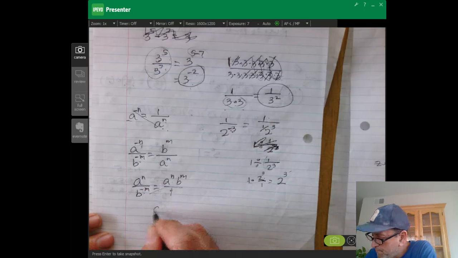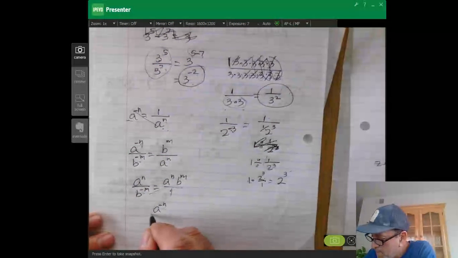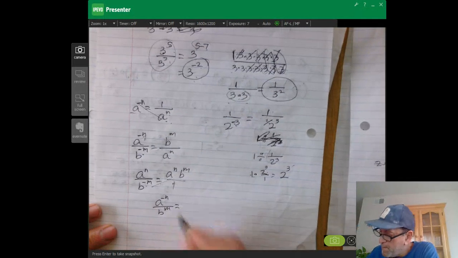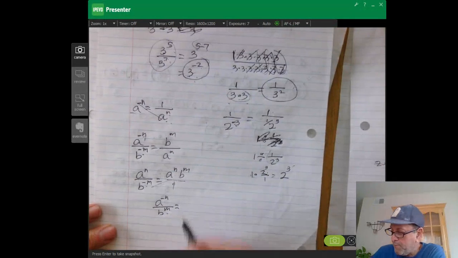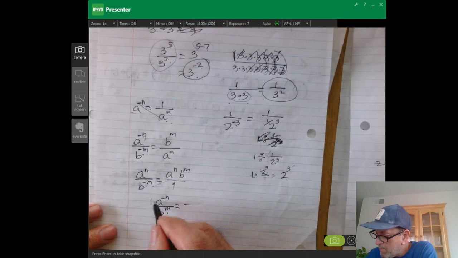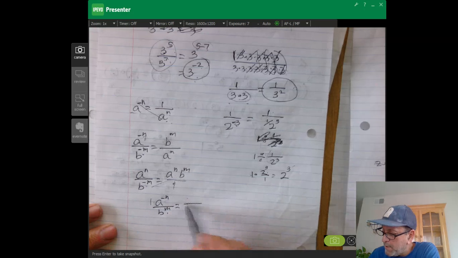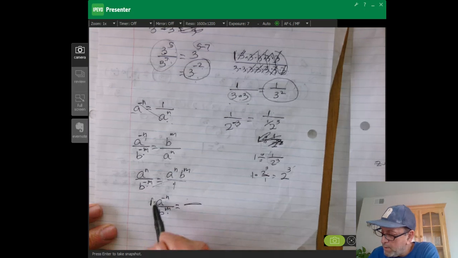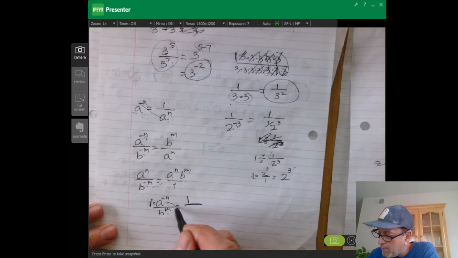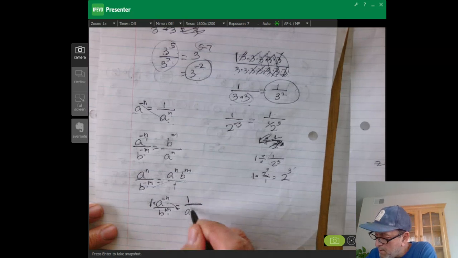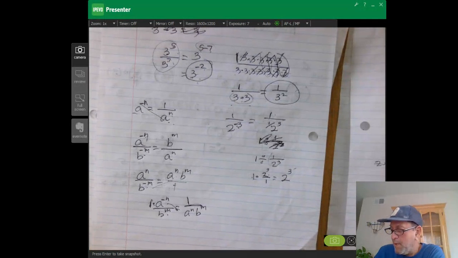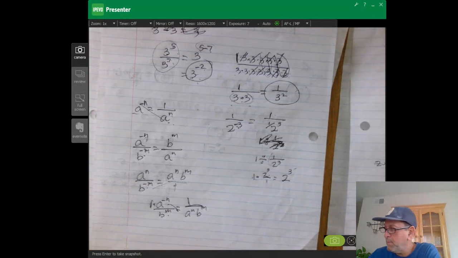If we had it the other way around, then this one would stay where it is. Now this time we need to make sure we keep that fraction bar. There's a 1 here, right? We need to make sure we keep that. So this one gets moved down, a to the n. This one stays where it is, and now it looks like that.